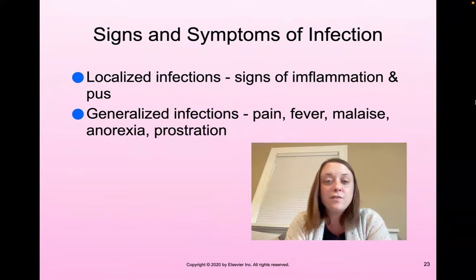Signs and symptoms that we're looking for when a patient has an infection are going to vary, again, based on if it's just a localized infection or if it's generalized. A localized infection is going to have all the signs of inflammation we talked about earlier: the pain, the swelling, the redness, all of that. And often there's pus in the area as well. Generalized infections are going to cause pain, they're going to cause fever, just general malaise. Anorexia definitely impacts your desire to eat, and prostration, just not getting up out of bed.